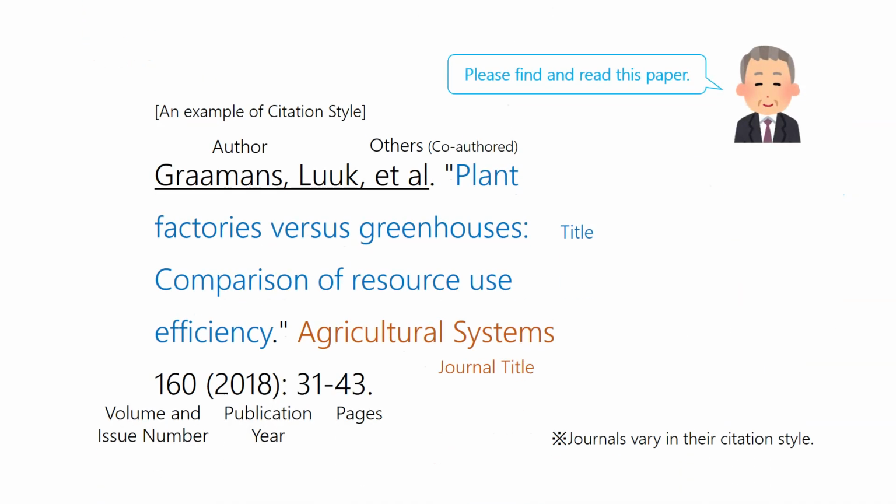Finally, regarding bibliographic information, you may sometimes be instructed by your professor to read specific papers. Reference information includes details such as the author's name, paper title, journal title, volume and issue number, publication year, and page range. The example shown here is just one format. Citation styles vary depending on the journal. Please use this as a reference when searching databases.